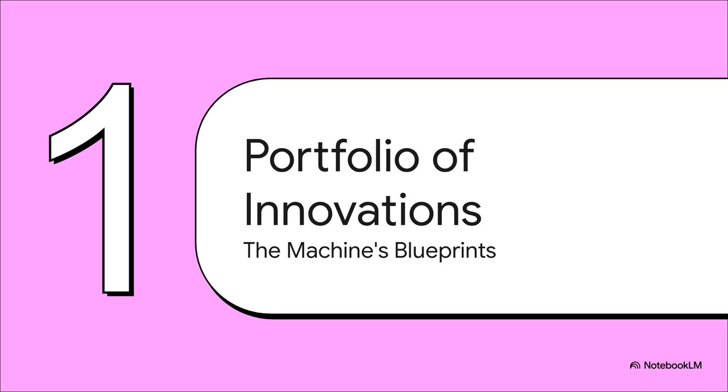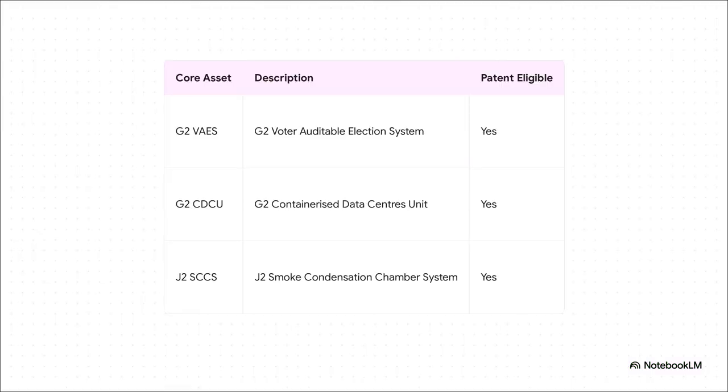The entire system, everything it does, revolves around what the documents call core assets. You can think of these as the foundational designs, the really valuable stuff that the machine is built to innovate on. And here's a little peek at that portfolio. Now, the full list in the source has 13 of these patent-eligible assets, and they cover all sorts of things, from a voter-auditable election system all the way to a J2 smoke condensation chamber system. According to these docs, these aren't just ideas. They are the absolute crown jewels of the company's IP.